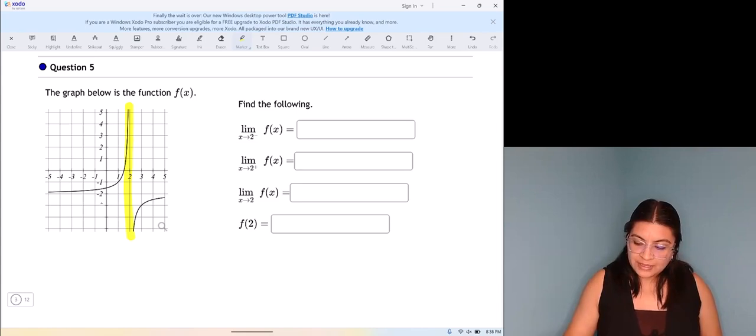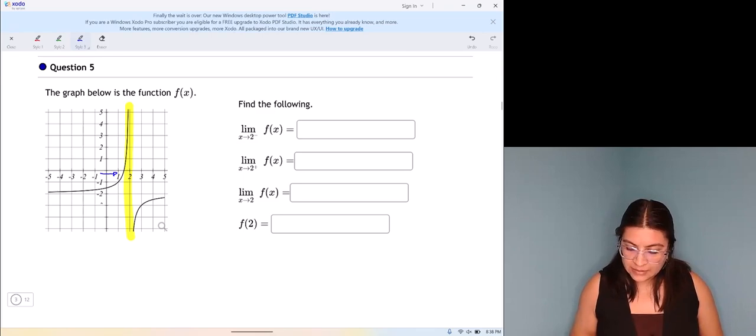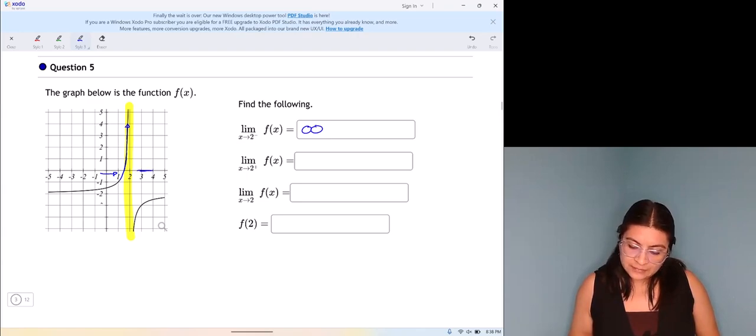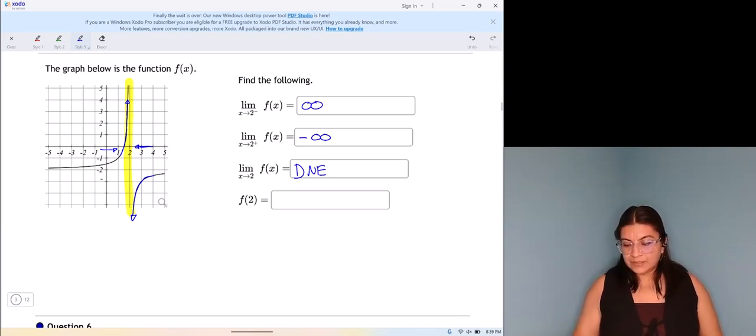So let's think of this vertical line here. As we approach x equals 2 from the left side, so as we come from this side, the graph is going to positive infinity. As we approach 2 from the right side, the graph is going down to negative infinity. The limit of the function as x approaches 2 does not exist because those two are not matching. What is f of 2? In this case, f of 2 does not exist because we have a vertical asymptote.